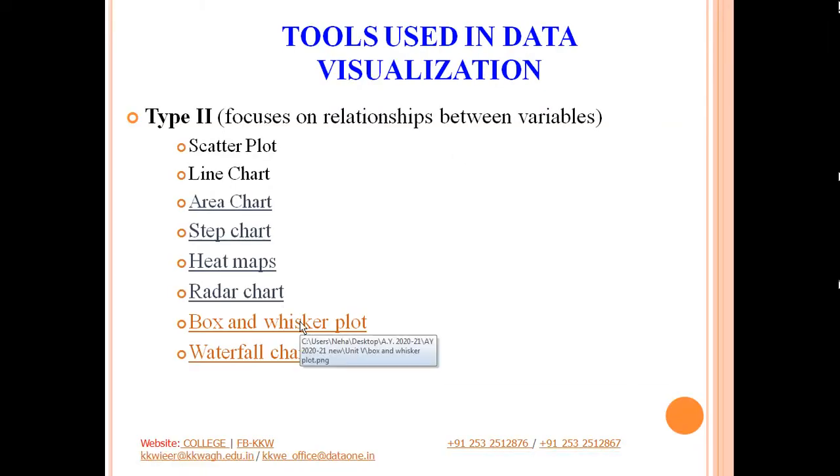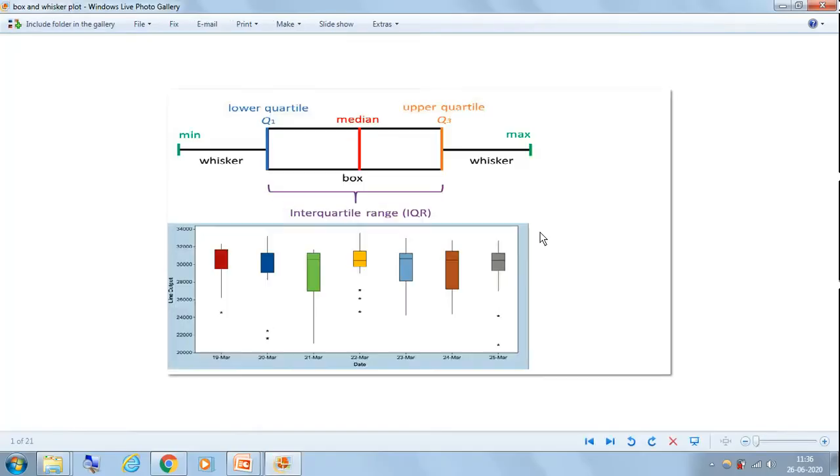Then we have the box and whisker plot. This you might be aware of. I have already explained this in one of my lectures of data analytics. But just to show you an example of a box and whisker plot, this middle line represents the median, that is the middle value of any particular attribute.